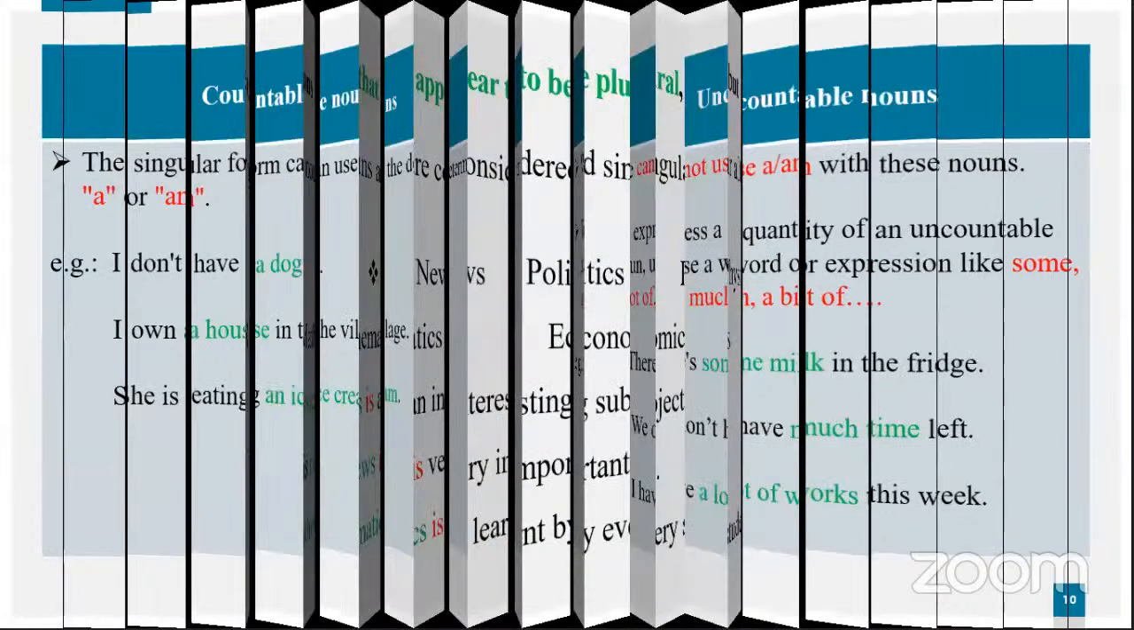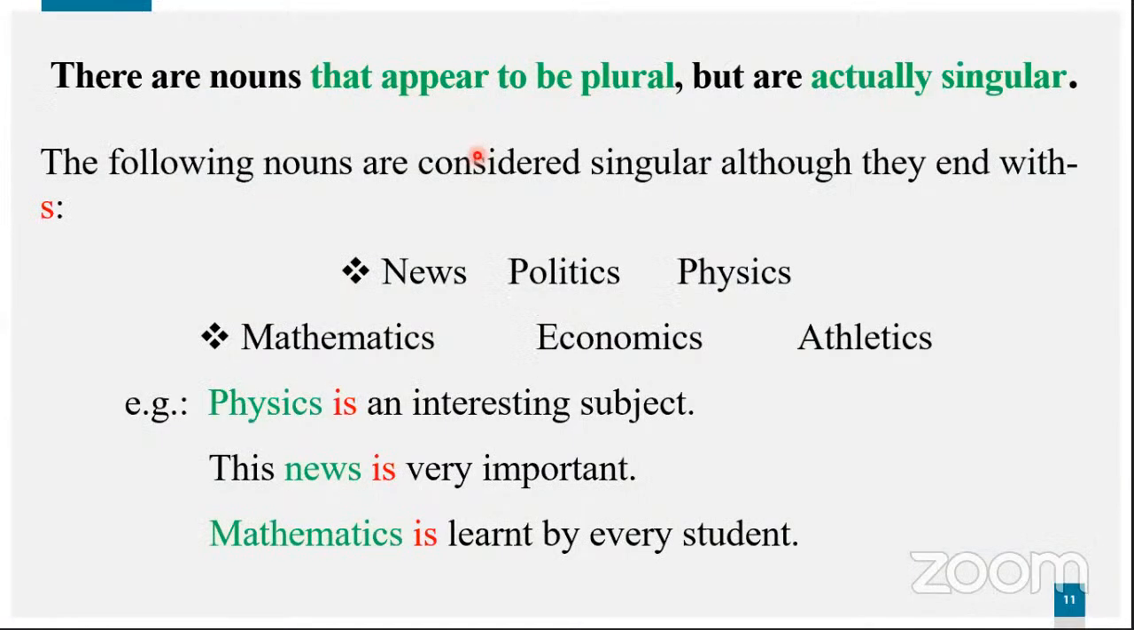Right. This is another important point. There are some nouns that appear plural but are actually singular, right? There are some nouns we can see as plurals. අපිට සමහර නාමපද තියෙනවා අපිට පේන්නේ බහුවචන වගේ, right? But actually they are singular nouns. ඇත්තටම ඒවා ඒකවචන නාමපද.